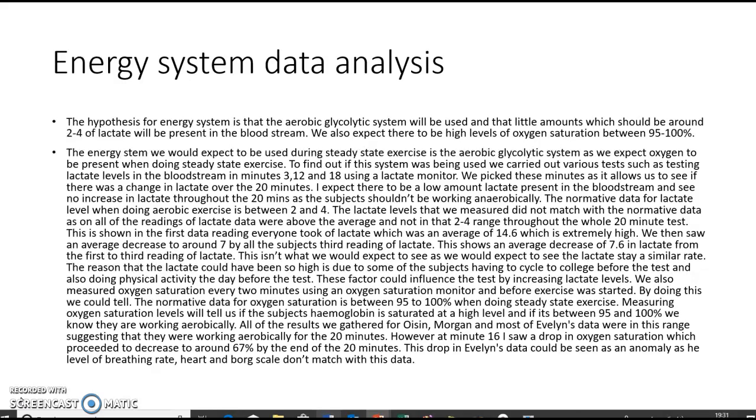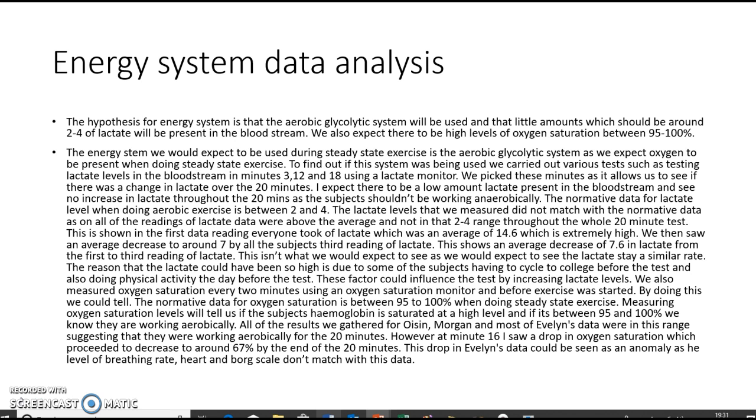This is shown in the first reading that everyone took of lactate, which was the average of all three of them: a 14.6 lactate level, which is extremely high. We then saw an average decrease to around 7 by all the subjects in the third reading of lactate.